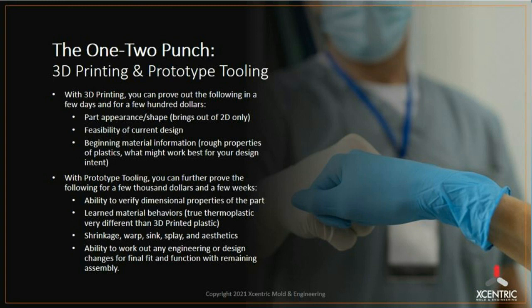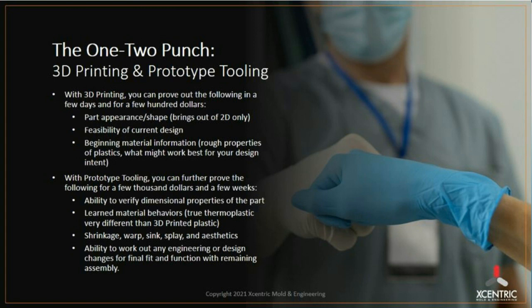Once you've done 3D printing, I think it is very, very important to include this second step, because with prototype tooling, you can further prove many more things that you would also be able to prove with your production tooling, but for only a few $1,000s in a few weeks instead of tens of thousands of dollars and months, right? So in this case, with prototype tooling, you can verify the dimensional properties, right? This is in a final finished thermoplastic, the same thermoplastic you're going to use in production. So you can verify those dimensional properties, that everything's coming out shrink rate wise as you expect it to.